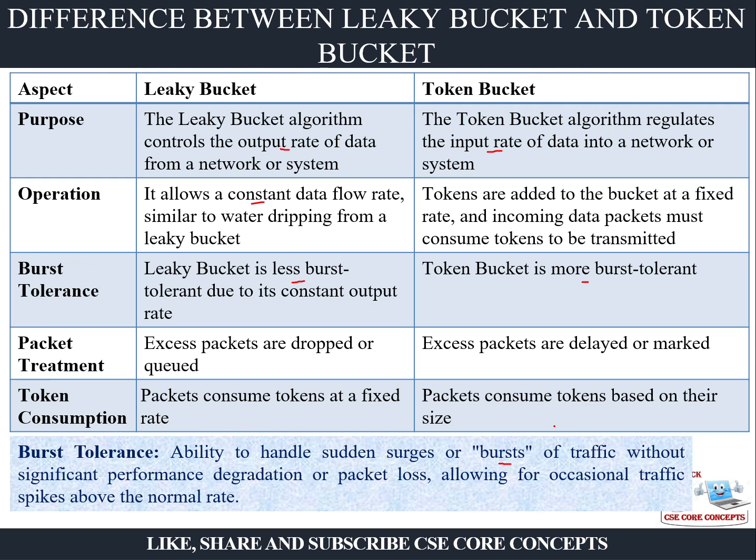So if suddenly there is a huge amount of traffic, the leaky bucket will accommodate it in the bucket, but it will get spilled. But the token bucket will keep it cool. It will keep the number of tokens constant, and it will admit only those packets, without significant performance degradation or packet loss, allowing for occasional traffic spikes above the normal rate. So it is more burst tolerant.